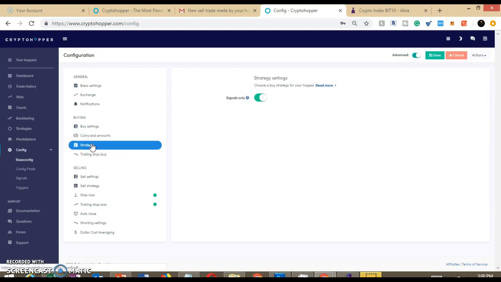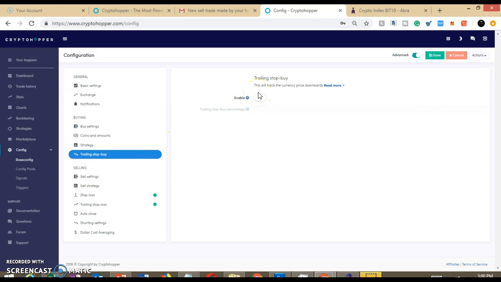Okay, so strategy, I'm going to be using signals only, and you do have the ability to use technical analysis. I'm not a trader, and I'm not very well versed in technical analysis, so I'm just going to use a subscription-based service to tell me when to buy and sell. Now, you also have the ability to set a trailing stop buy. This will track the currency price downwards. I'm not really so familiar with that, but I will show you what I'm using.